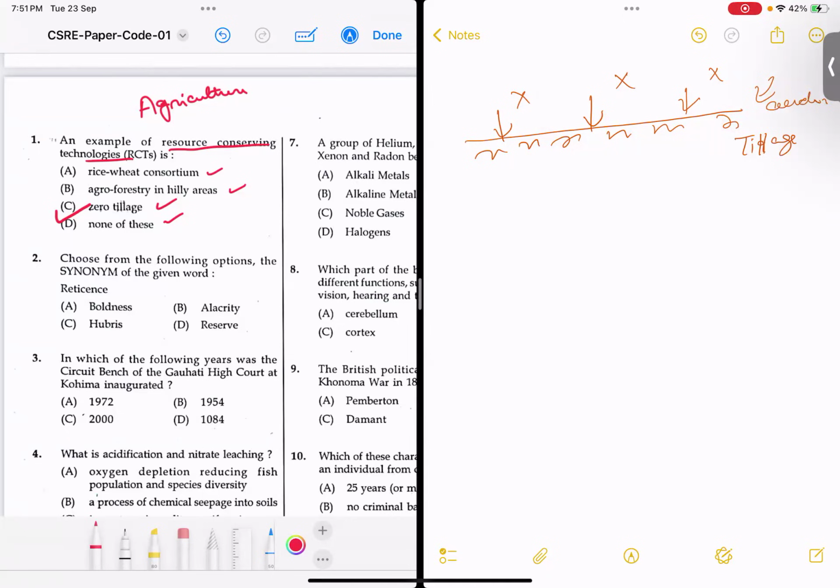And one advantage of this zero tillage is that it helps to prevent the issue of erosion, okay? We are all aware of the fact that if the soil is loose during the tillage and if there's rain or if there's heavy wind, then the erosion of the soil takes place. So in order to avoid that, zero tillage is considered to be a step, and that is why zero tillage is considered to be a part of the resource conserving technology, okay?